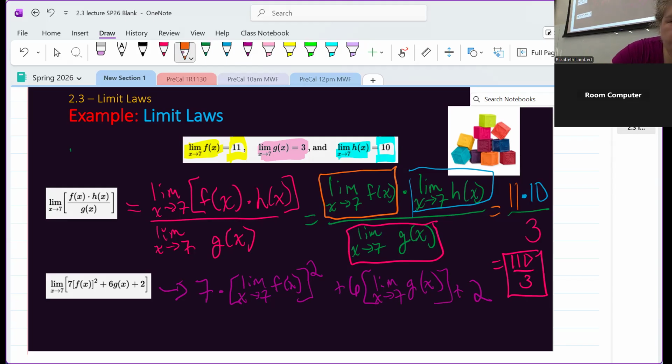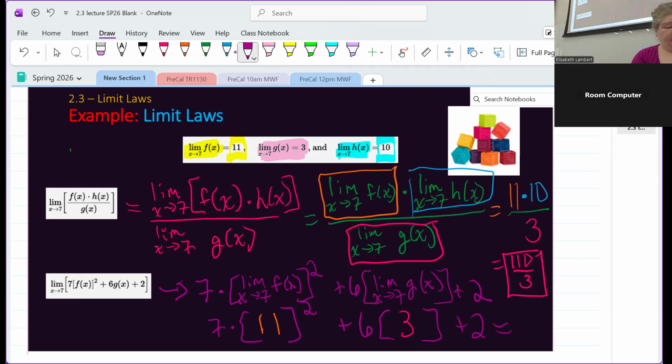Then we can just fill in the pieces. So this guy is 11 and g of x is 3. So now I'm just going to recopy the other pieces. So this is 7 times 11 squared plus 6 times 3 plus 2 equals some horrible number. And this is why we have calculators. $867.